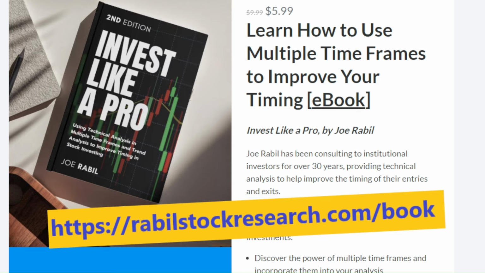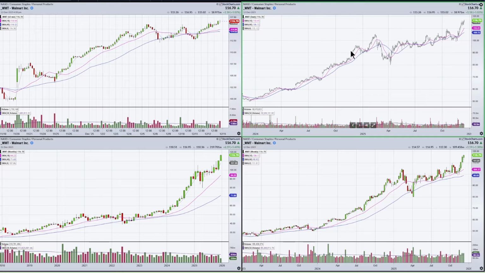Okay, we're going to start with the chart of Walmart. And I've got it in 4 time frames: monthly in the bottom left, weekly in the bottom right, daily in the upper right, and hourly in the upper left. As I've said in the past, we really want to get used to looking at these patterns in these 4 time frames and how they work together. So I'm going to focus in on the weekly and the daily right now.